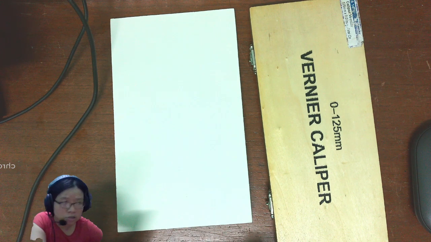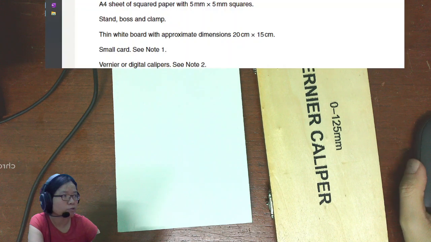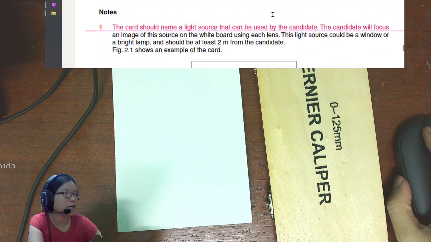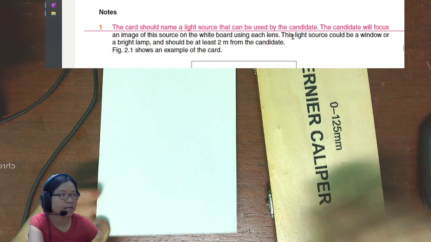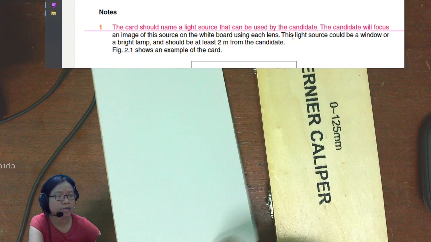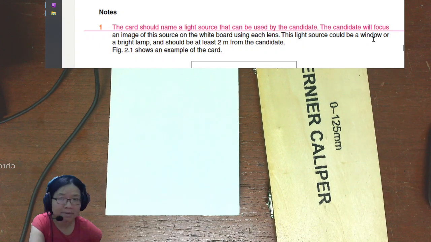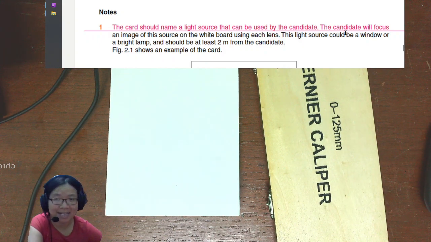A light source. So there are two types of light source here. Let me show it for you to see. The first type of light source: the candidate will focus the image of this object on the whiteboard using each lens. The light source should be a window or a bright lamp, and should be at least 2 meters from the candidate.